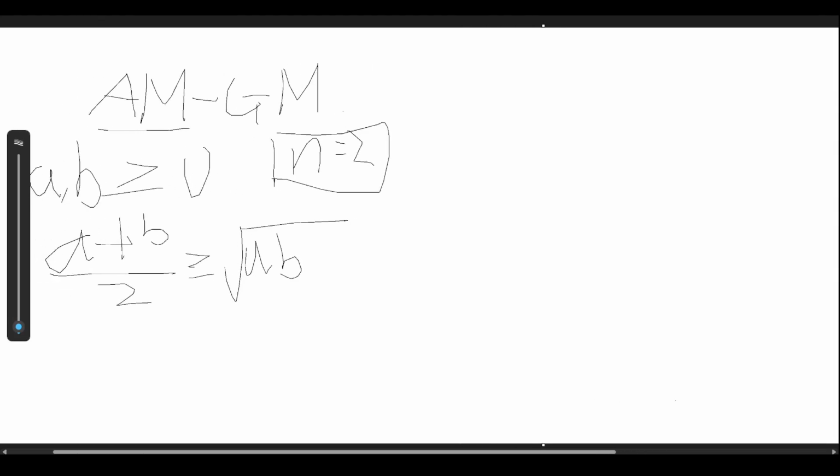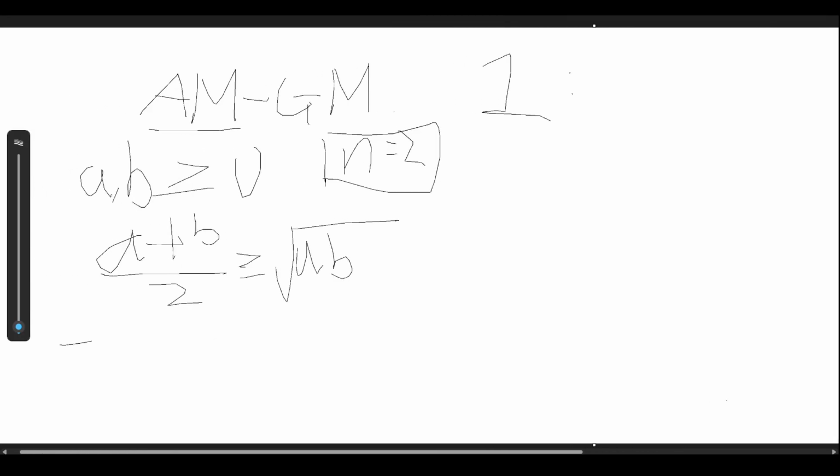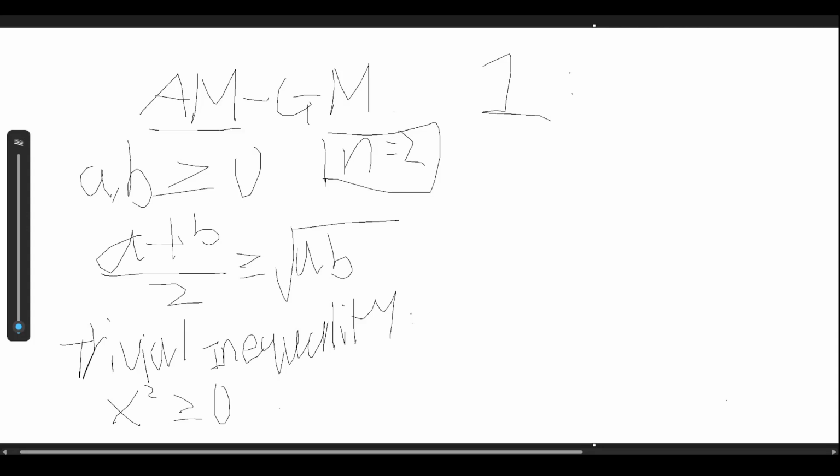Let's start. We'll actually present three methods of proving this. Let's start with method 1. All right, so we need a prerequisite. This is the trivial inequality, that is, x squared is greater than or equal to 0.